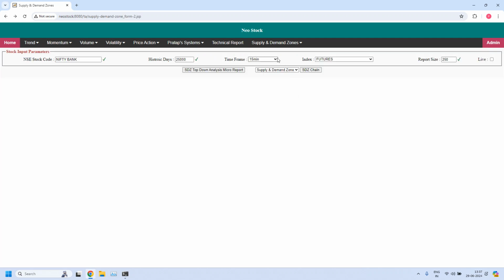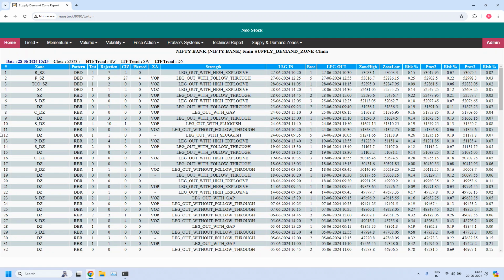And let me go back and generate the last time frame, that is the 5 minutes supply demand zone chain for Bank Nifty. So these are the 5 minute zones. Already we have a high liquidity zone. This is also high liquidity but low priority high liquidity zone. Multiple supply zones are created. On 28th, 1, 2, 3, three supply zones are created. And there is also a high liquidity demand zone, the 6th one.